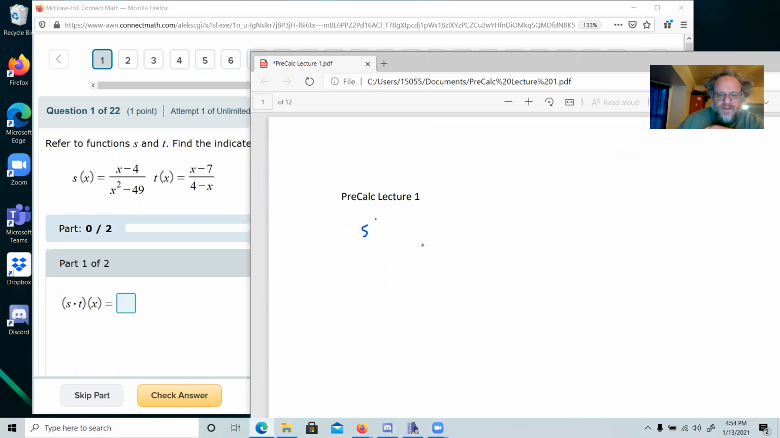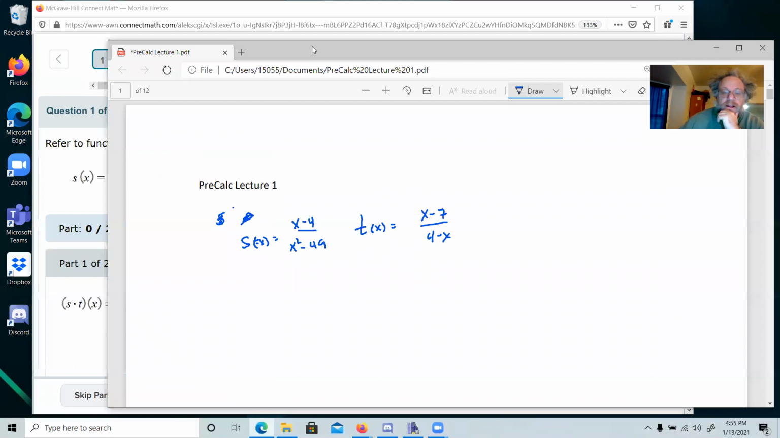So we have S. Okay, actually I like my S's this way, but we'll do S is equal to x minus 4 divided by x squared minus 49, and then we have T, and that is x minus 7 over 4 minus x. All right, and what they're asking us to do is to multiply these two things together. So that's not too horrible, right? We're going to say this isn't bad at all.